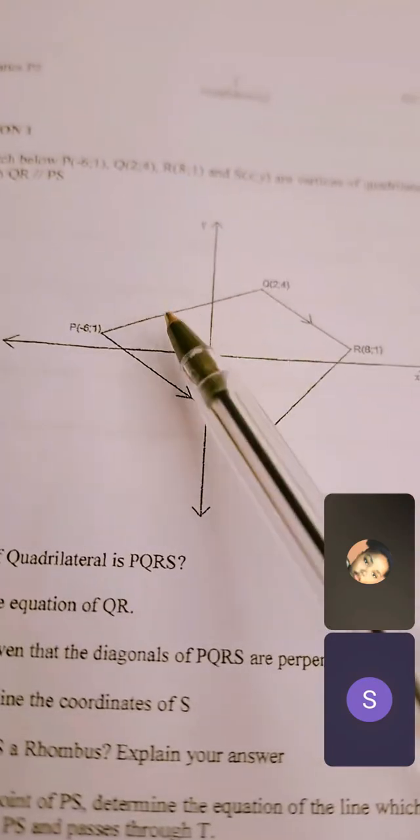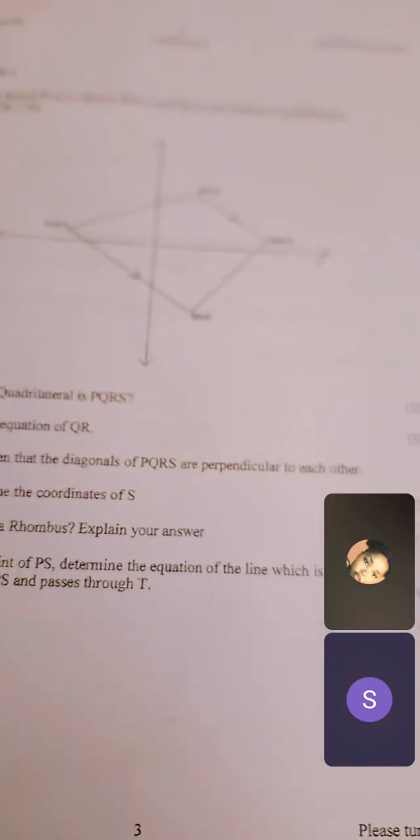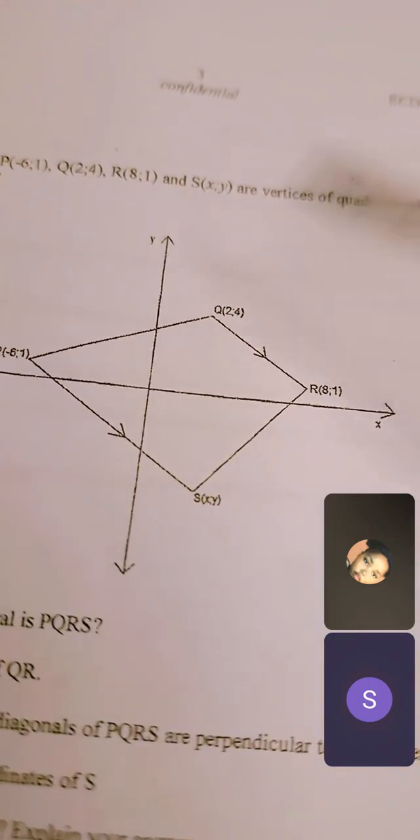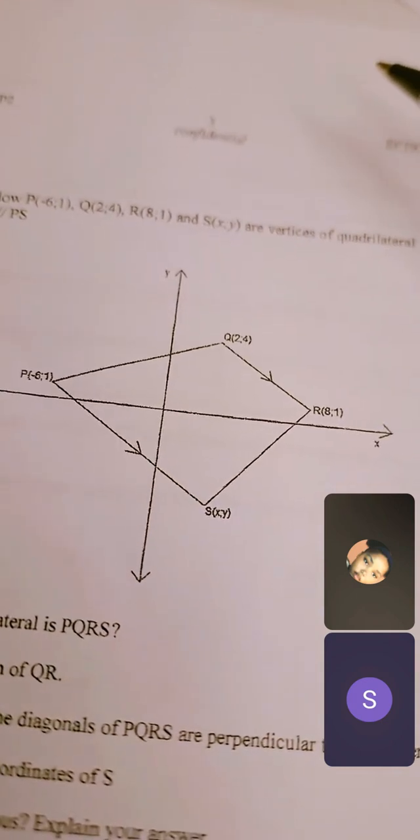So let's go down now to the next question, 1.3. It says it is further given that the diagonals of PQRS are perpendicular to each other. Where's PQRS? Diagonals of PQRS. I think Asenati earlier on did indicate which ones would be the diagonals. Asenati, you said the diagonals would be PQ and QR.